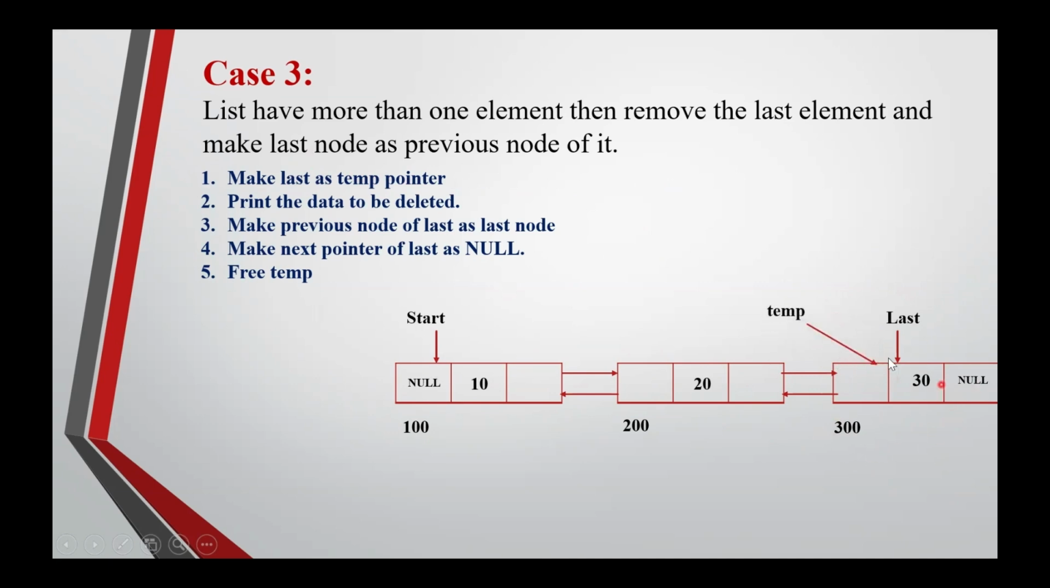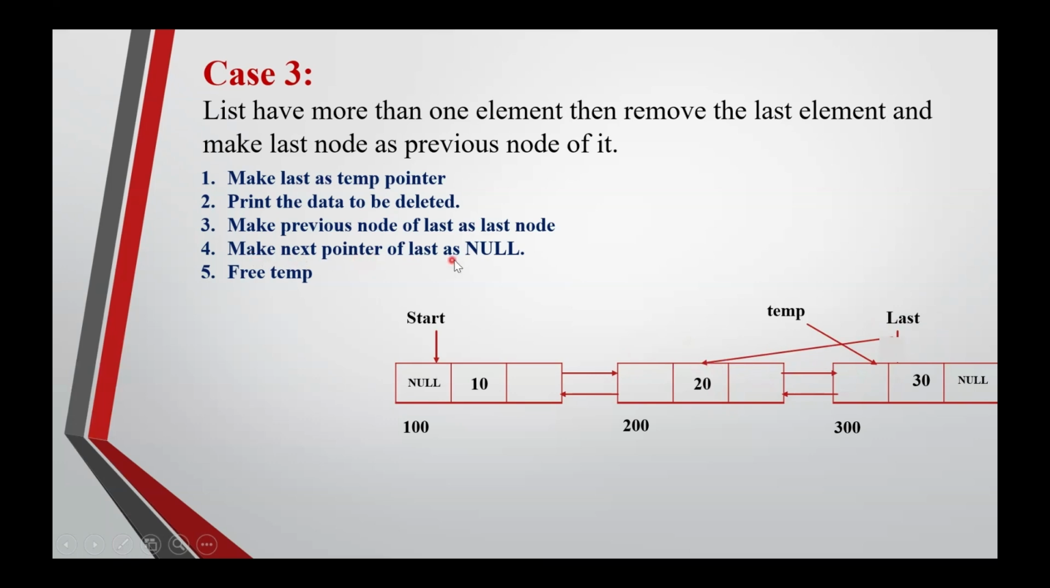At this moment, temp as well as last, both pointers point to this node. Both store the value 300. Print the data to be deleted, that is 30. Now we need the previous node of the last. This is the previous node. Right now the last pointer points to this node, so we have to make the last pointer point to the previous node.